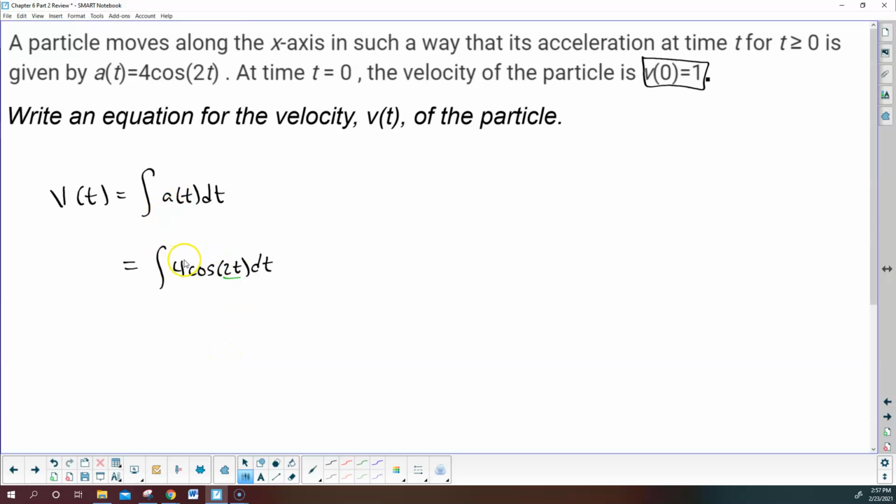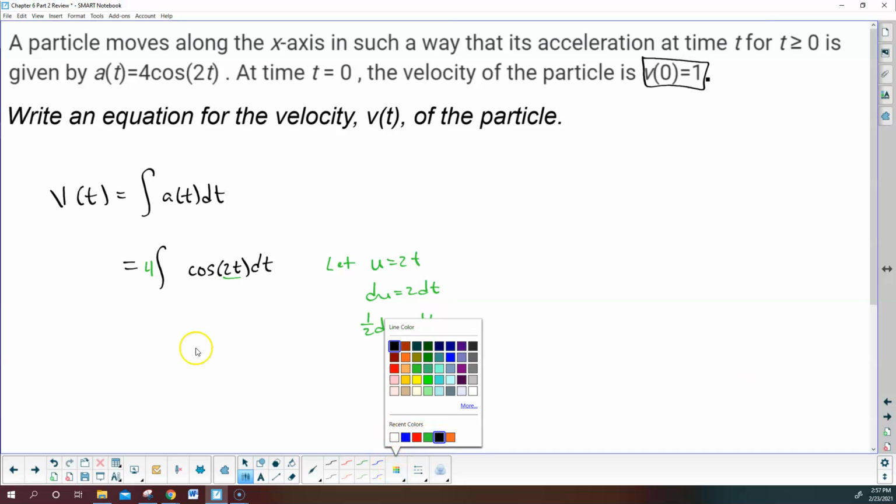Well, if I have the antiderivative, this 4 can actually float to the outside because that's just a multiplier, right? So now I have the antiderivative of cosine of 2t. Well, in this case, I'm going to let u equal 2t, and the derivative of that is 2 dt. But I don't have an extra 2. You could creatively get one, but in this case, I would just move the 2 over.